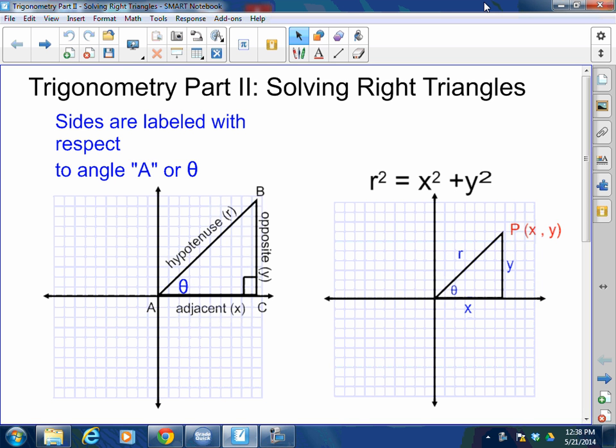Today we are going to be talking about solving right triangles using trigonometry.